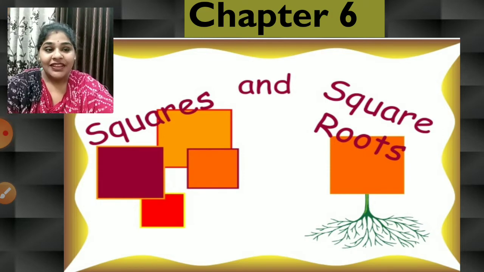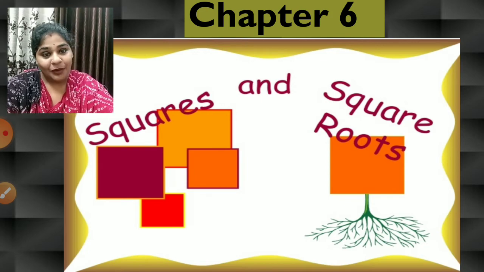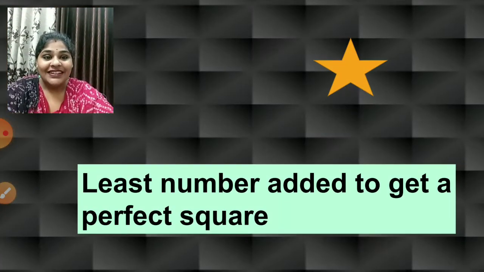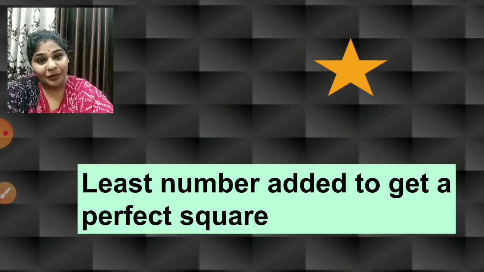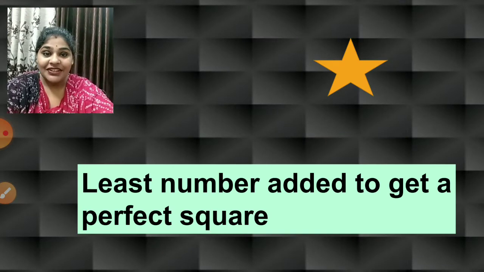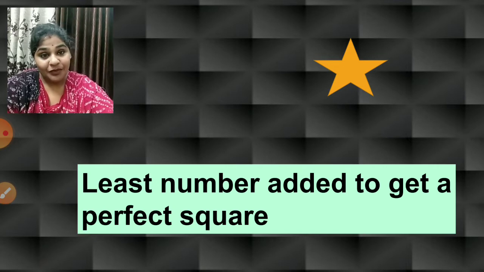Squares and square roots. So let us begin with today's topic. That will be the last topic of this chapter, children. That is least number added to get a perfect square. In the last session we did the topic least number subtracted to get a perfect square. So let us begin with today's topic, children.